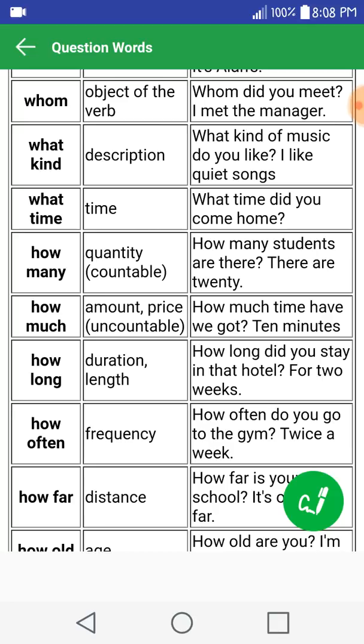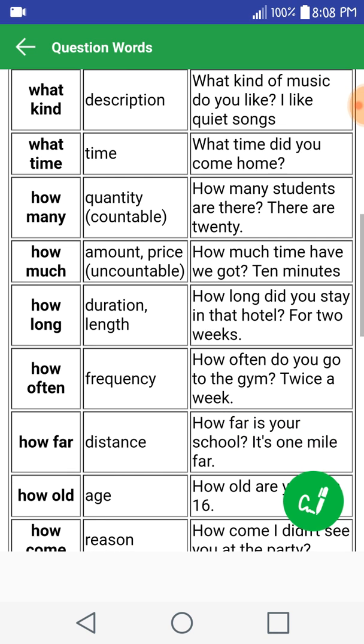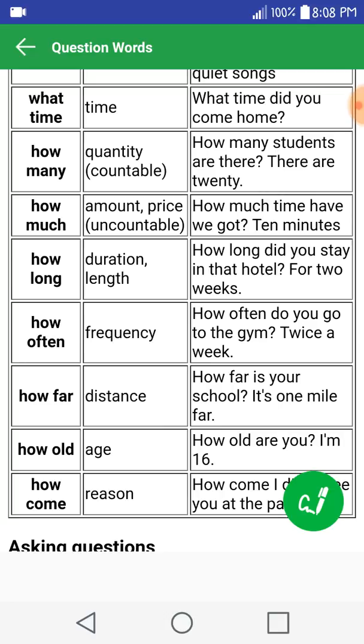After whom, we have what kind. We use what kind for description. What kind of music do you like? I like quiet songs. Like that. Alright. So the next word is what time. We use what time for the time. What time did you come? Alright. So after what time, we have how many.